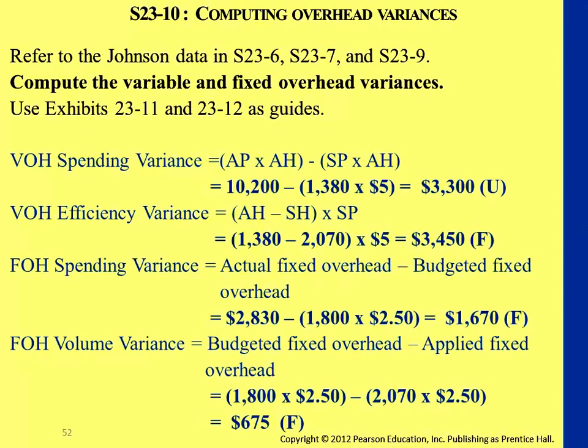So these two together are the fixed variances part. Spending variances, and volume variances based on potentially what could have been spent.